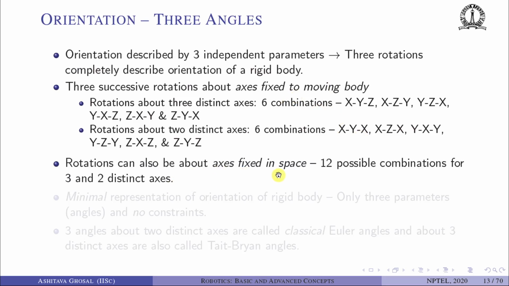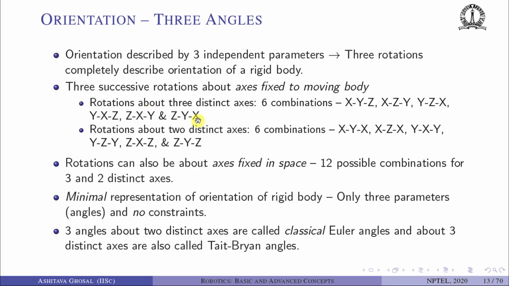We can also do rotations about axes fixed in space. We are not going to discuss it, but there are 12 possible combinations for 3 and 2 distinct axes where we rotate about the original fixed axes in space, the XA, YA, and ZA axes. So as you can see, we have exactly 3 rotations: theta 1 about x, theta 2 about y, and theta 3 about z, or some 3 angles about, say, 2 axes, x, y, and x, and we can describe the orientation of the rigid body. This is the minimal representation of orientation of a rigid body. Only 3 parameters, 3 angles, and no constraints are used.